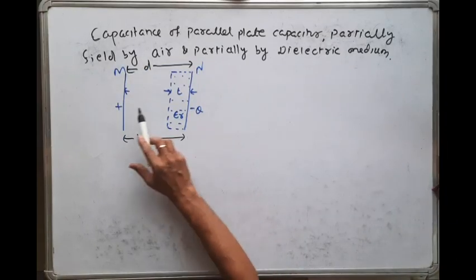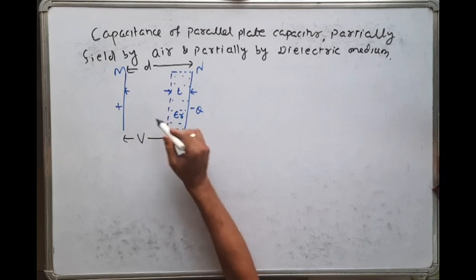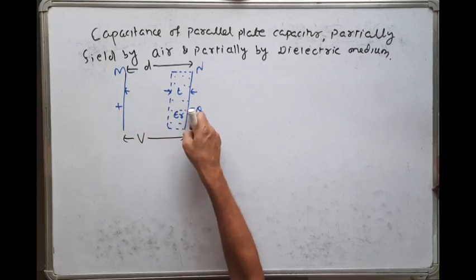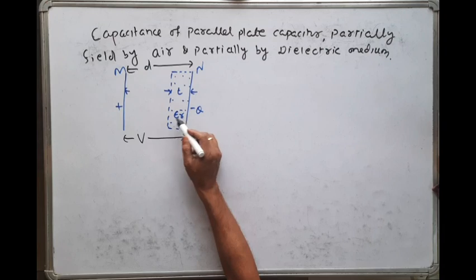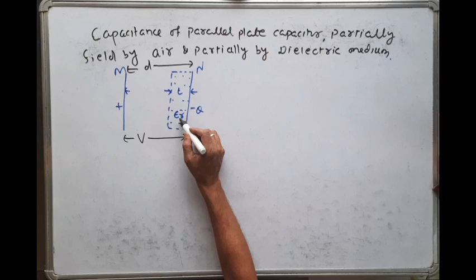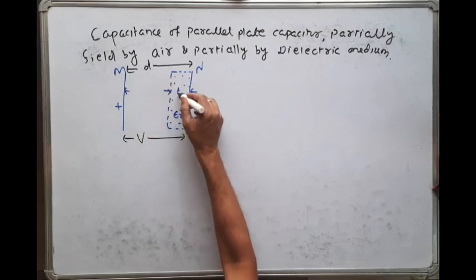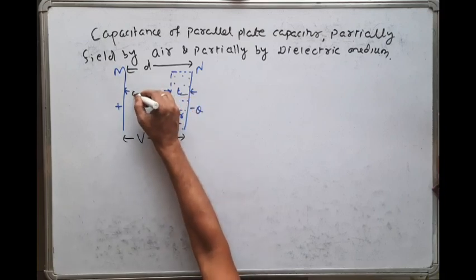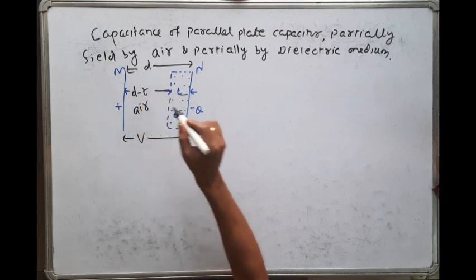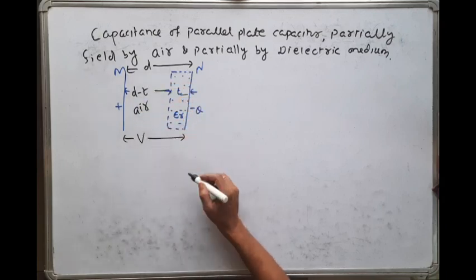Now see, suppose this is a capacitor where the dielectric consists of air as well as some other dielectric medium. That means this capacitor is partially filled with a dielectric medium with thickness T and relative permittivity epsilon r. What is the distance of separation between the two plates? D. And here T is the thickness of the dielectric medium. So the remaining is D minus T, and with this D minus T thickness there is air. Let us say V is the potential difference between the two plates.